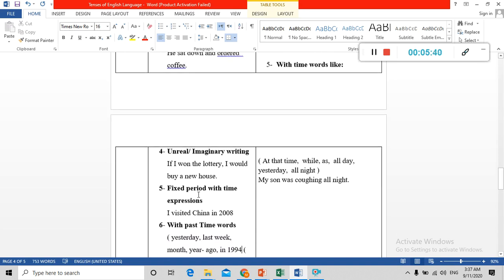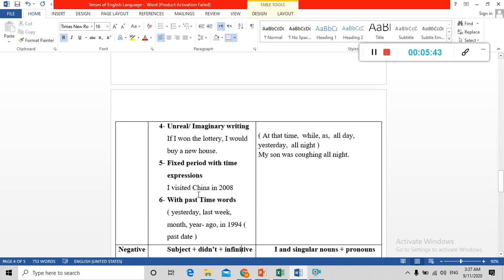A fixed period with time expressions. Of course, when you talk about past dates, I visited China in 2008. And with past time words, the most important words are yesterday, last, as in last week, last month, last year, and ago, and dates in the past. I would like to mention something important here. I can't say I saw Muhammad before 3 days. It's better to say I saw Muhammad 3 days ago, and ago comes after the time.